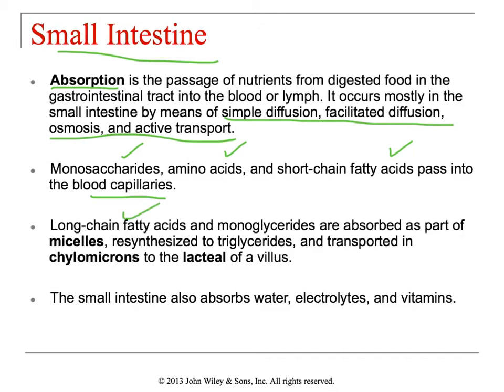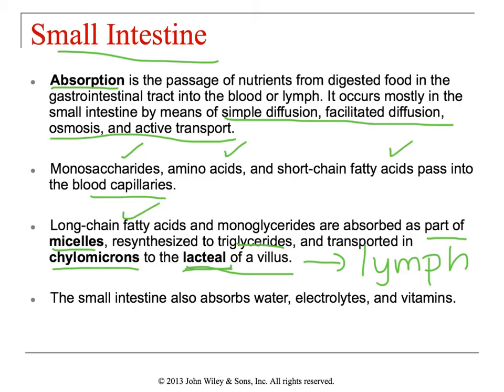Big fatty acids, though, so long chain fatty acids and monoglycerides, are actually absorbed into the lymph system. They get turned into these things called micelles, and we can talk about that more in lecture. They get remade into triglycerides, and they get packaged into little vesicles called chylomicrons, and then they go into this thing called a lacteal, and the lacteal is part of the lymphatic system. We can talk about that in more detail. It's kind of interesting, maybe hard to understand.